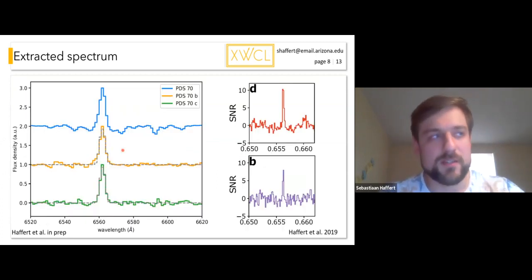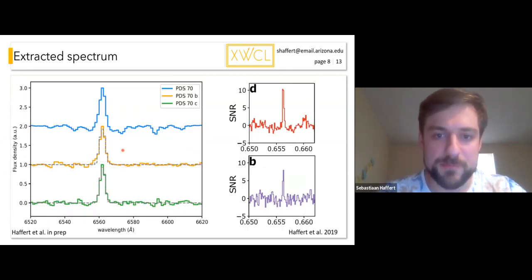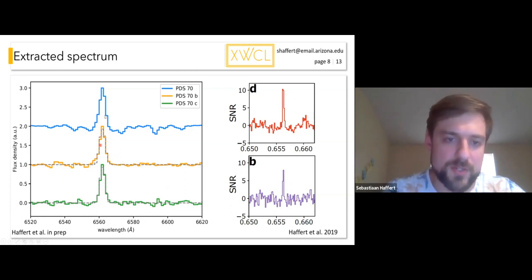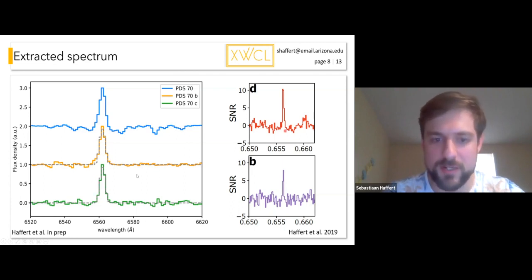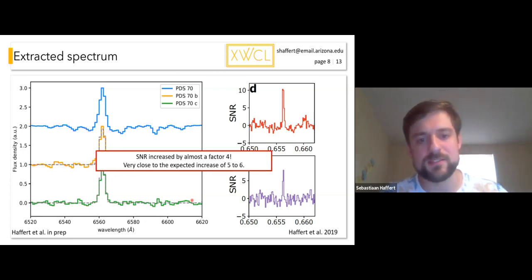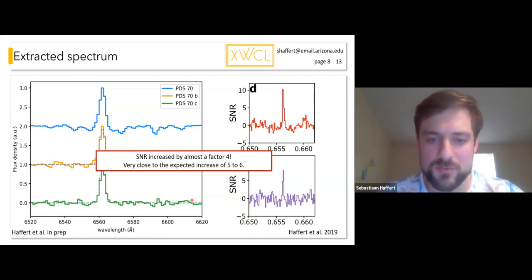We can also see a large quality improvement in the extracted spectra. On the right, you see the original spectrum of B and C. Here in the middle, you can see the extracted spectra of the star, the B companion, and the C companion. You can see already in the quality of the spectrum that we really increased our signal to noise. Based on the spectra, we can see that the signal to noise increased by almost a factor 4.